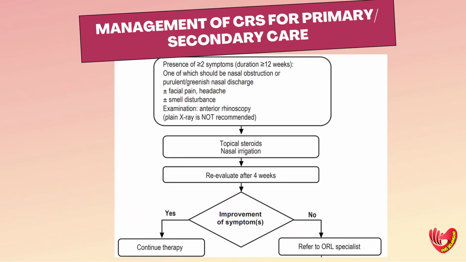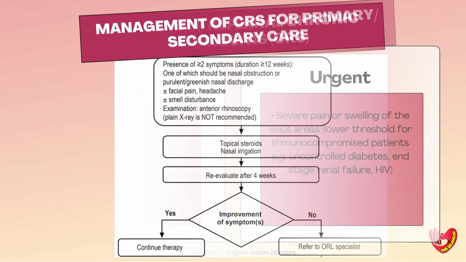Management of chronic rhinosinusitis begins with confirming the diagnosis through a thorough history and physical examination. Initial treatment involves prescribing topical steroids and nasal irrigation. After 4 weeks of therapy, the patient's symptoms should be re-evaluated. If symptoms improve, the current treatment should be continued. However, if there is no improvement, the patient should be referred to an ENT specialist for further evaluation and management.